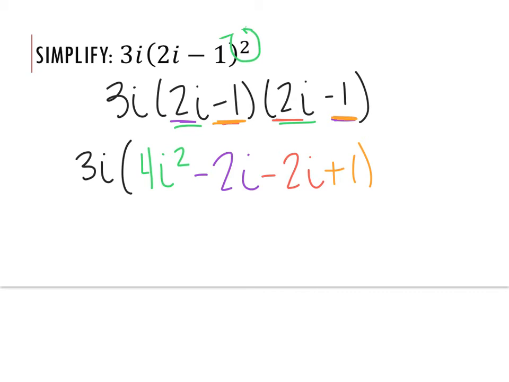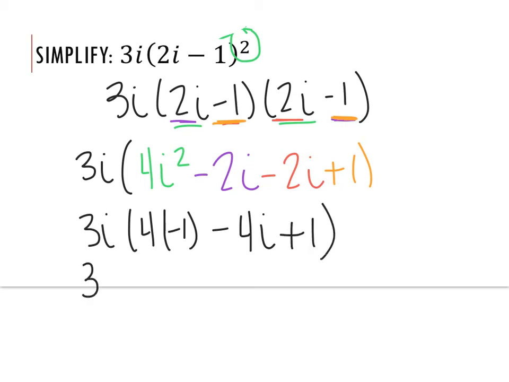So now I still have this 3i. I have 4i squared. Remember, my i squared is -1. I want to put that in there. I'm going to go ahead and combine my -2i's. So I have -4i. And I still have that +1. So 3i. This is really -4i, oops. Here we go. Minus 4i plus 1.